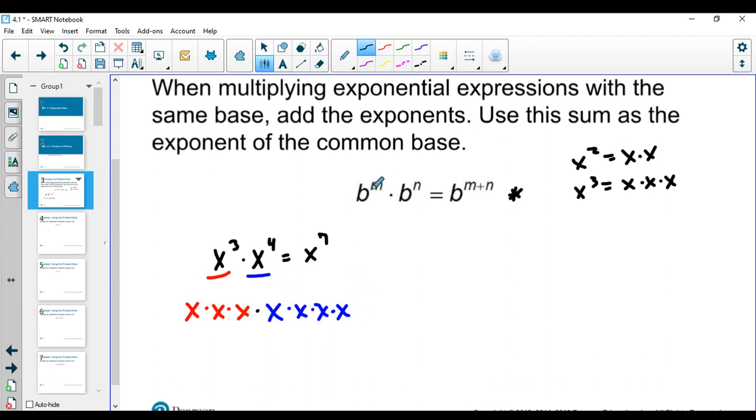All together, we have x times itself 7 times. And so that's why we add these exponents. I know a lot of people want to multiply them, but you just need to think about what's actually happening. You'll have x times x times x multiplied by another 4 x's. So altogether, you'll have 7 of them multiplied by itself.